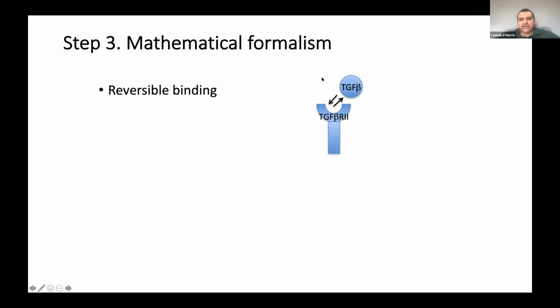There's a couple of basic interactions here. One is reversible binding, for example, the ligand reversibly binding to the receptor. We also have the integrin reversibly binding to the receptor on the surface.